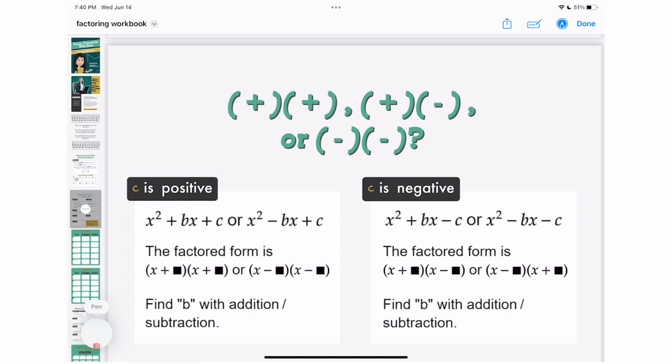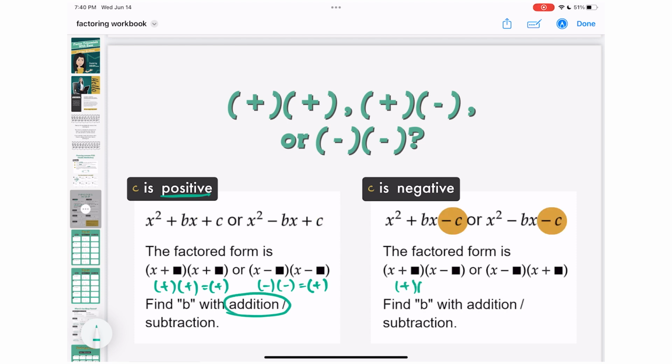So the last number in your trinomial, is it positive or negative? If it's positive, there are only two ways that the brackets can be arranged. That's because a positive number times a positive number is a positive, but also two negatives make a positive. Since the signs are the same in both brackets, we find b by addition.